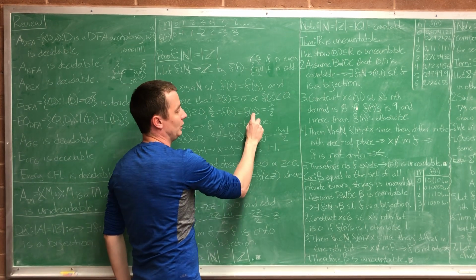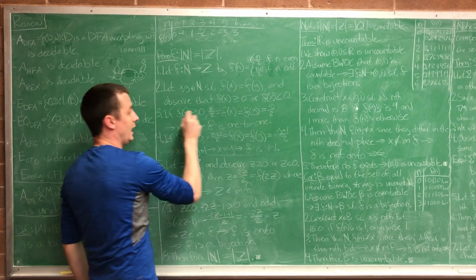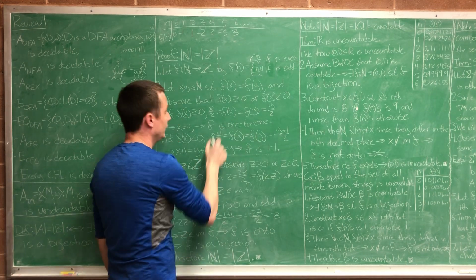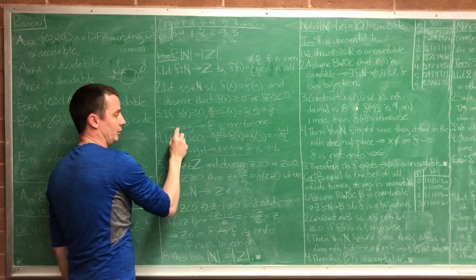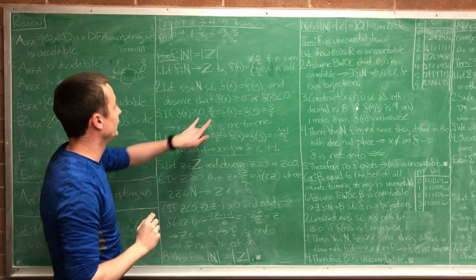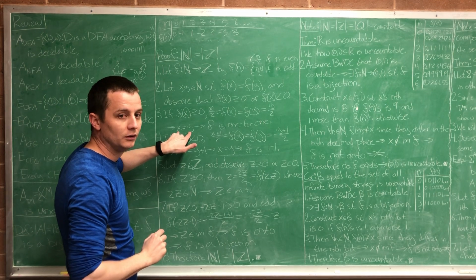But I also know f of x is equal to f of y. And I know f of y must also be greater than or equal to 0, so f of y is equal to y over 2. So I get x over 2 is equal to y over 2, or in other words, x is equal to y, or in other words, f is 1 to 1. If the outputs were equal, I just showed that the inputs are equal.